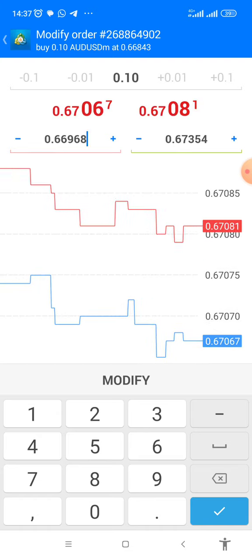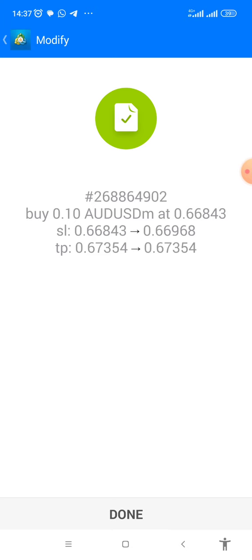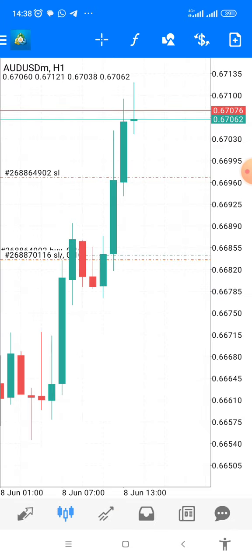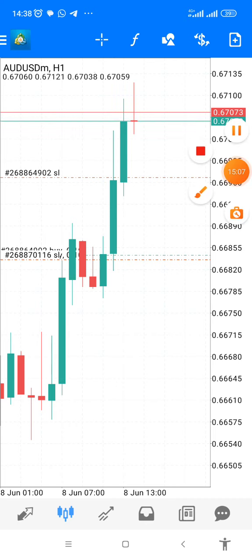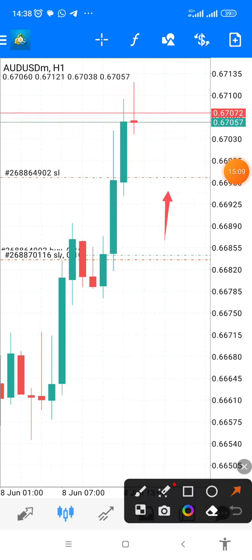is going to be our new stop loss. Then we'll click on modify. Now we have moved the stop loss a bit higher. So this is where our stop loss is now lying. This is our new stop loss now.